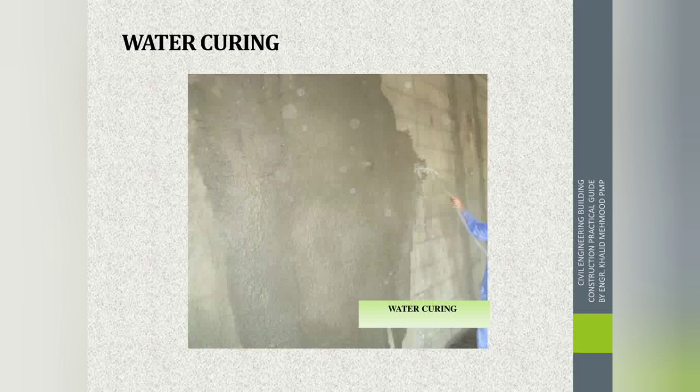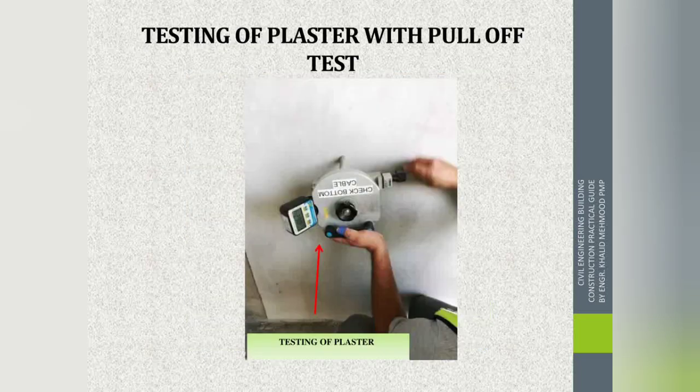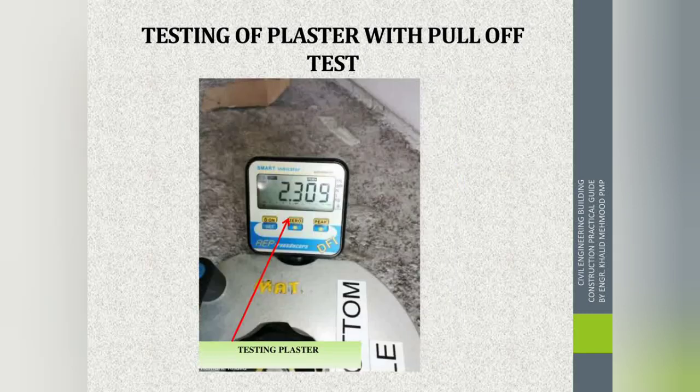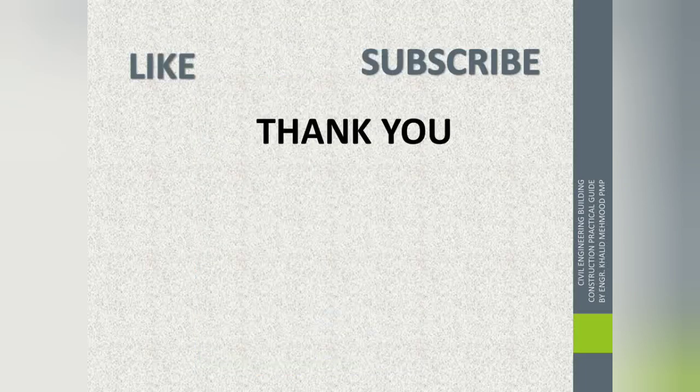The water curing will be done for 3 days, morning and evening. After our block work plaster is finished and the curing is finished, we'll check the quality of our plaster, whether this plaster has a good bond with the block work. We'll do the plaster pull off test. This plaster pull off test will tell us that our block and the plaster have a good connection, good bonding.